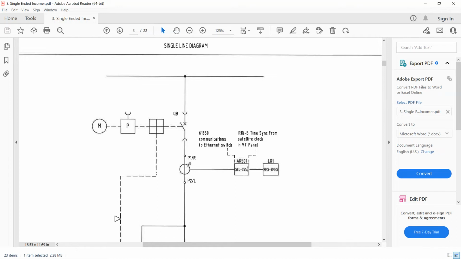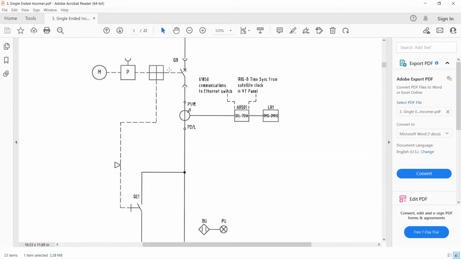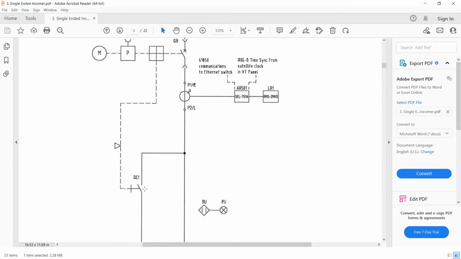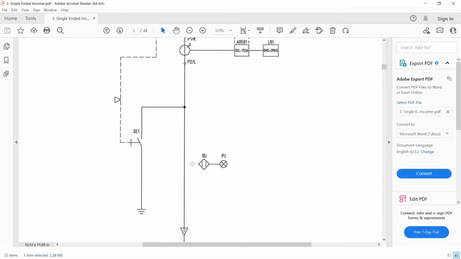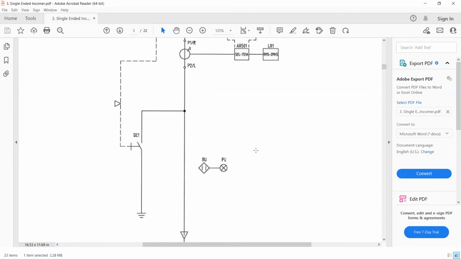You can see this is a protection relay and the lockout, trip lockout. And there is an interlock. You can see the dotted line, interlock. Again, QB is on the list. It will identify the main breaker. QE is earth. BU and PU are on that list as well. Without understanding this, it is difficult, because different manufacturers, Schneider, GE, Siemens, have their own terminology.